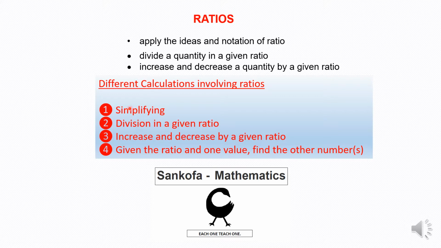So the 4 points that I'm going to look at is I'm going to do a few questions where we simplify ratios, given that some of them might be fractions or decimals, and divide in a given ratio, increase and decrease by a given ratio, and then you're given the ratio plus one value, and then you have to find the other number or numbers.